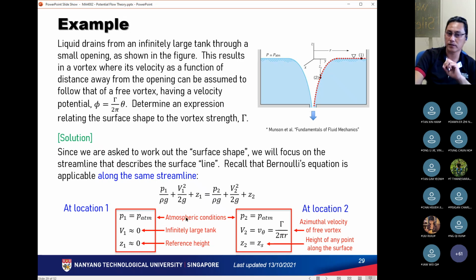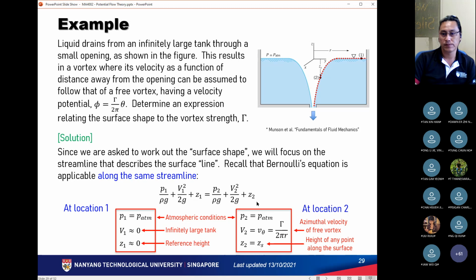Okay, because the question does not provide any information at all. So if that's the case, let's say the red dash line is where we're applying Bernoulli's equation along this red dash line. Let's say that we consider one point here, which is far away from the opening and along the surface of the water. And point 2 can be any point along this slope here.